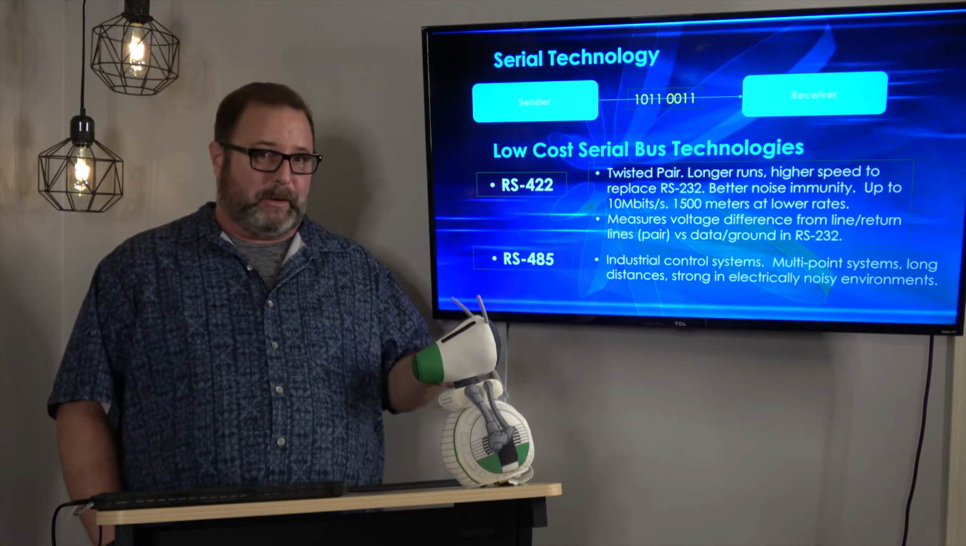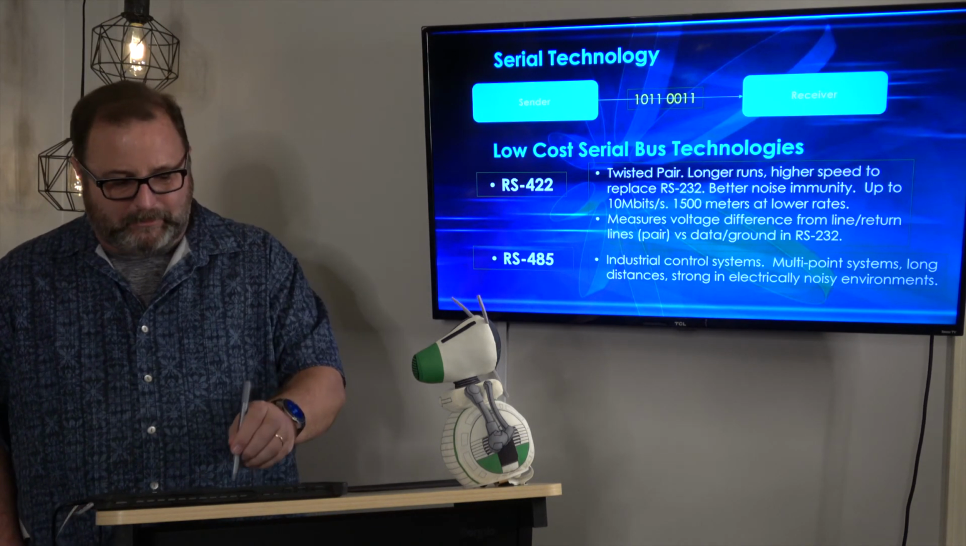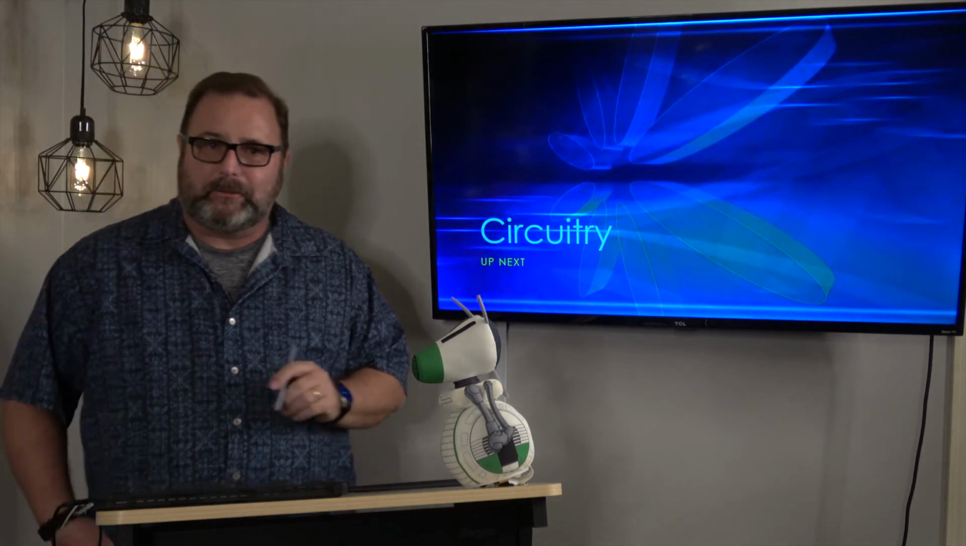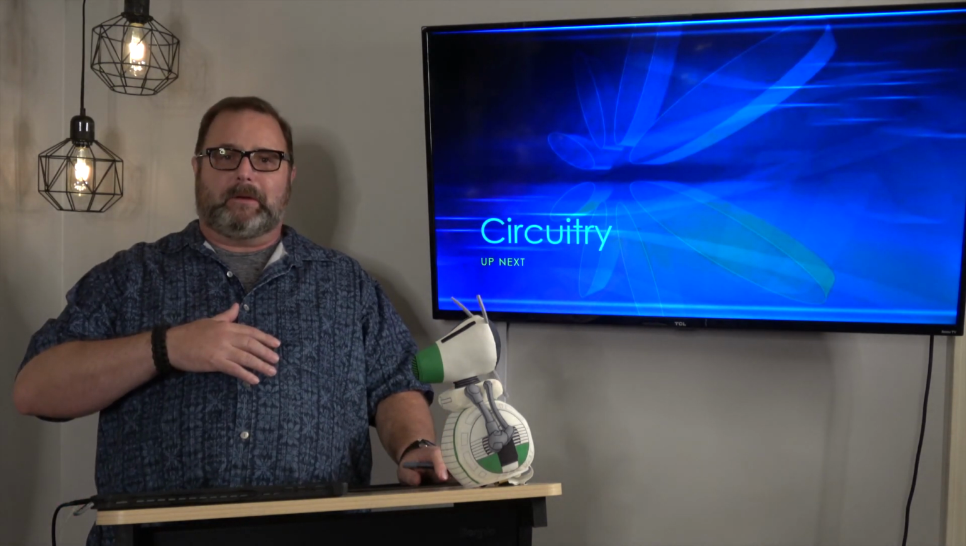RS422 is twisted pair. Okay, in the next video we're going to talk about some circuitry issues that I want you to know, because we're going to start getting close to talking about motors and actuators. Okay, so we'll talk about that on the other side.